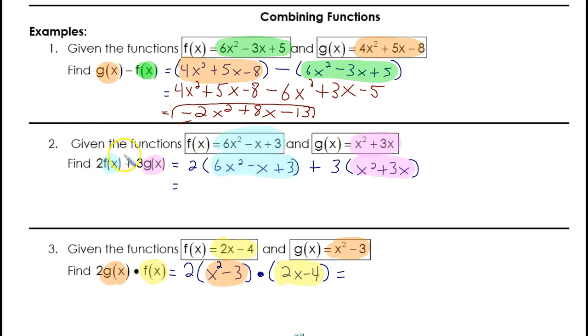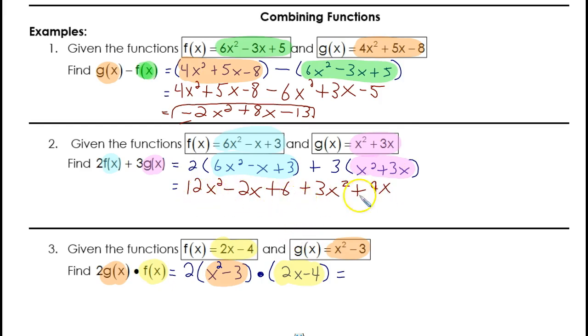In our second example, we are given two new functions, a new f function and a new g function, and we're asked to multiply 2 times the f function plus 3 times the g function. So you'll notice that I took that f function and plugged it in: 2 times that polynomial plus 3 times the g function's polynomial. And we have to multiply first, which means that we're going to distribute our 2 into the first parentheses and our 3 into the second parentheses to get 12x squared minus 2x plus 6 in the first parentheses. And then plus 3 is going to be like a positive 3. Positive 3 times x squared is 3x squared. And then positive 3 times 3x is 9x.